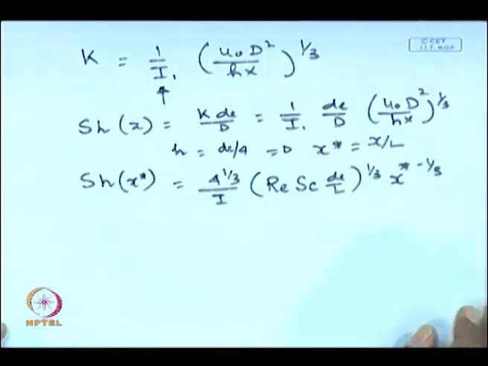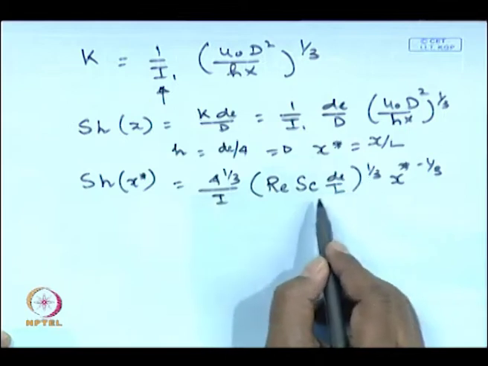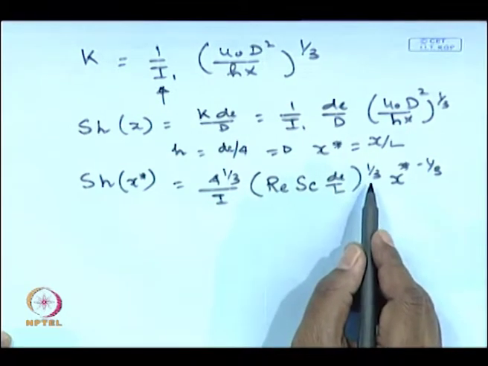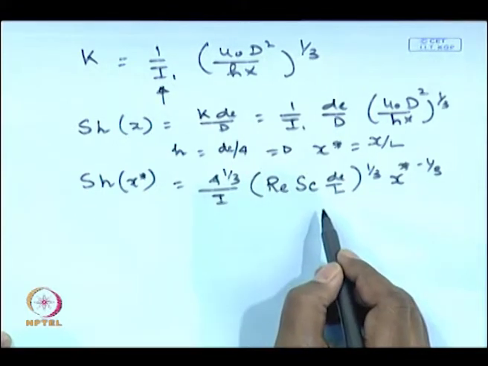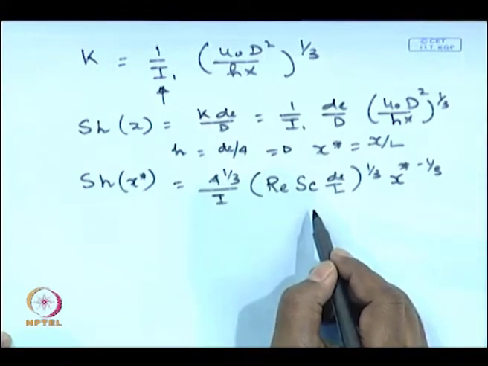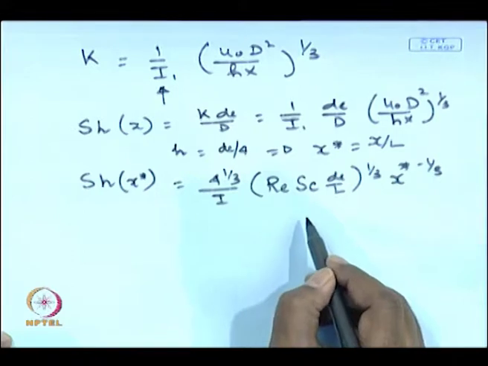In fact, in the last class we have derived that the whole thing that is within the bracket with a power 1 by 3 will turn out to be Reynolds-Schmidt d by L. So those students who have not attended the last class, please go through the lecture notes of the last class, otherwise you will be lost.